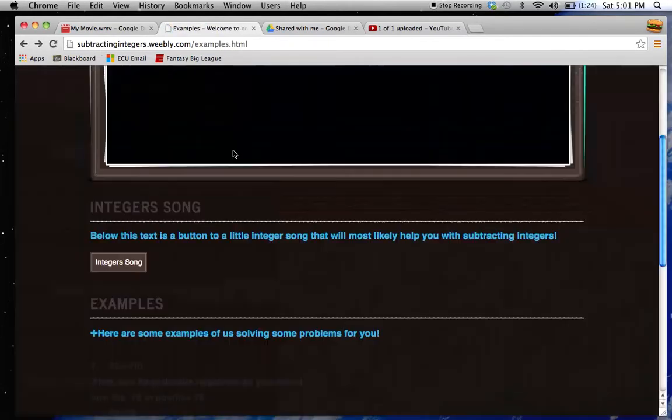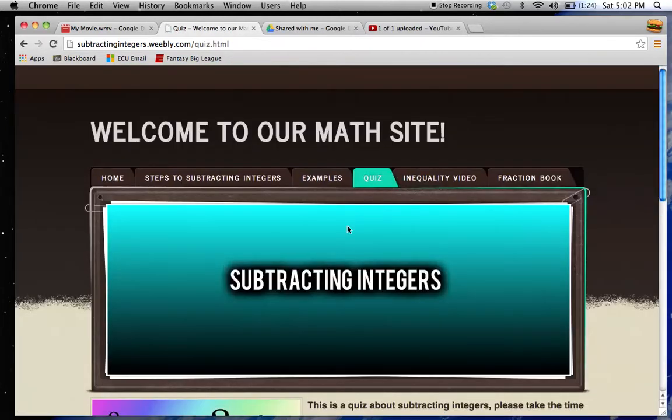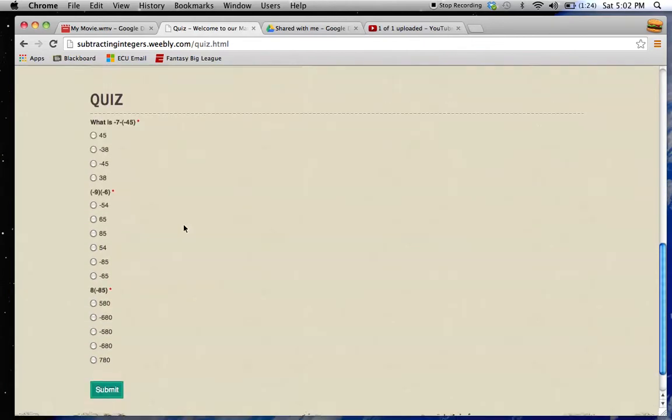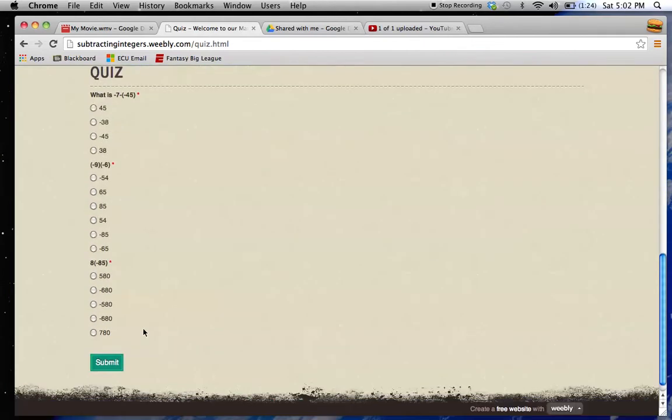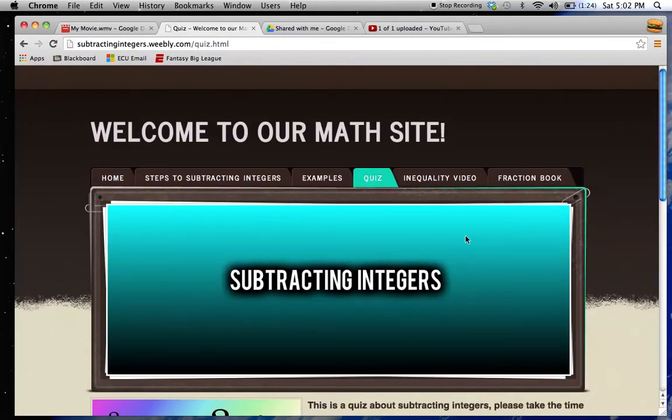Then we'll head back to the site. They also made a quiz, and 10 students were required to take their quiz. This was just a 3-question one. They would submit, and the kids could see the data, see what they were choosing, and they had to create a little chart from the data.